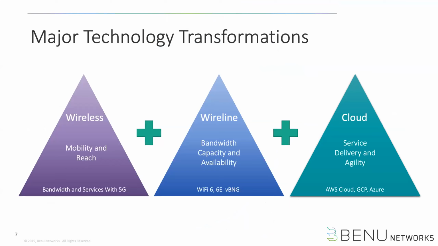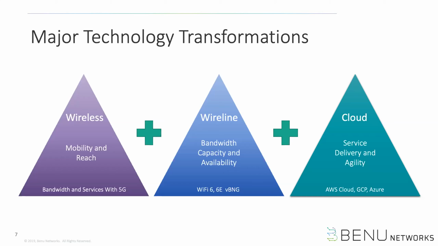While the network demand is changing, I also see a major technology transformation happening within the service provider network. Wireless teams, who were very much focused on mobility and reach with 4G, are now focusing on bandwidth and services for 5G, while wirelines, which were most focused on bandwidth capacity and availability, are now looking more into in-home coverage with Wi-Fi 6 and 6E, but also into providing all these new network services from disaggregated BNGs. And cloud players, which used to focus on service delivery with over-the-top solutions, are really moving towards network services and towards the service providers' data centers.